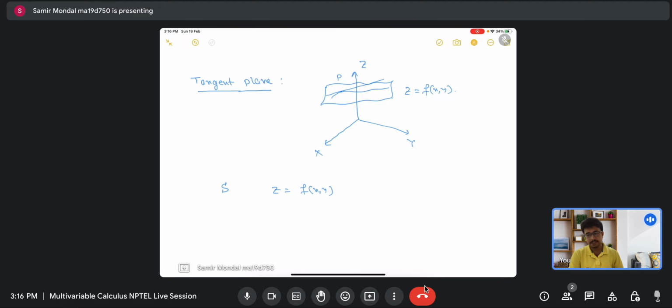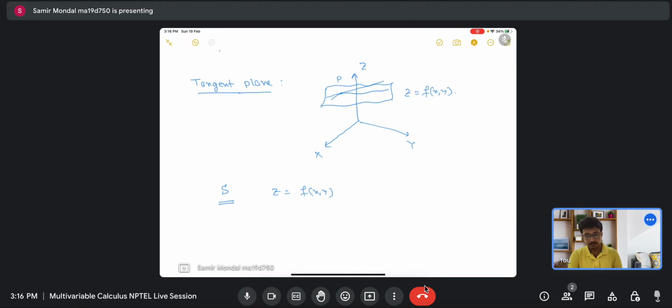Now what is the tangent plane? The tangent plane to S at P consists of all possible tangent lines at P to curves C that lie on S and pass through the point P. So the tangent plane is nothing but a collection of all possible tangent lines at the point P to the curves C which lie on the surface S and pass through the point P. This is the tangent plane.